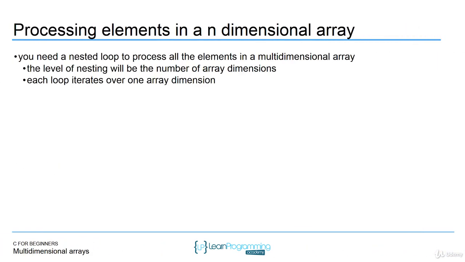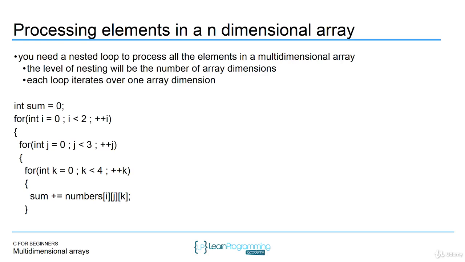When you want to process the elements in a multidimensional array, I mentioned you're going to use nested loops. Again, it's going to correspond directly to the number of dimensions. And each loop is going to iterate over 1 array dimension. So it's going to look something like this. This is an example of a 3-dimensional array. You have an outer loop, and then you have 2 inner loops. The outer loop would essentially go through the rows. The second one will go through the columns, and the third one will go through the blocks.